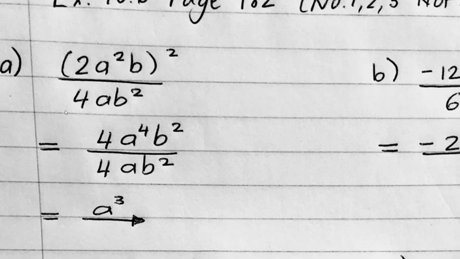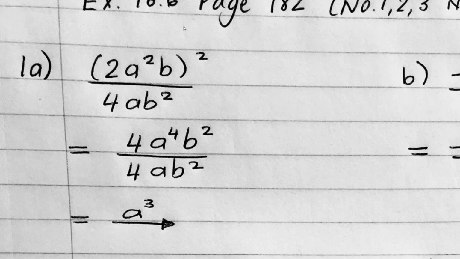Okay, so 1a, you need to distribute your exponents. So 2 squared, a 2 times 2 will give me a to the power 4. And then also distribute it to the b, so b squared. Then my b squareds will cancel, my 4's will cancel, then one of the a's will cancel with one of these, so I'm still left with 3 a's at the top. 4 minus 1 will give me 3.